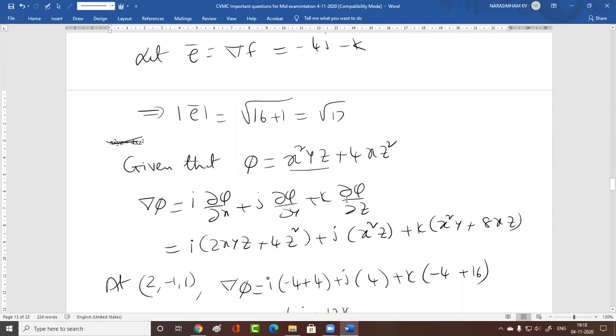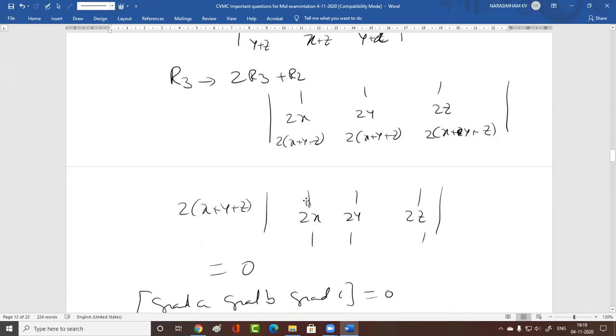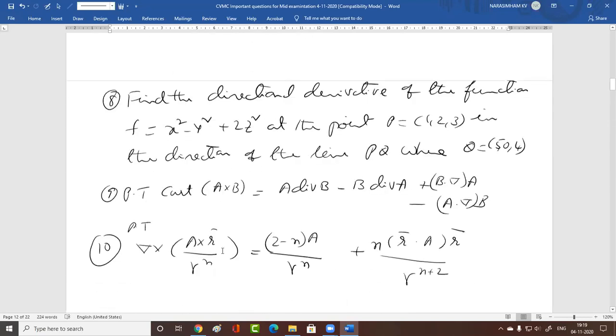Now this is about the second question. Now coming to the third question. Again another directional derivative problem is given.